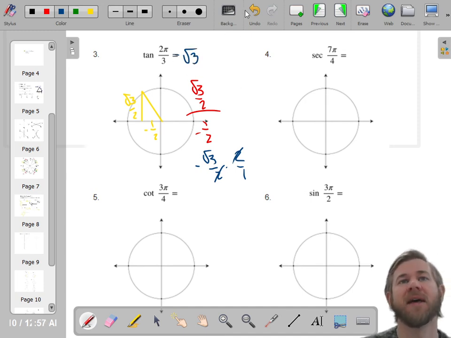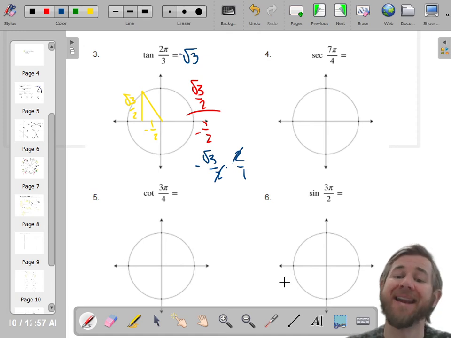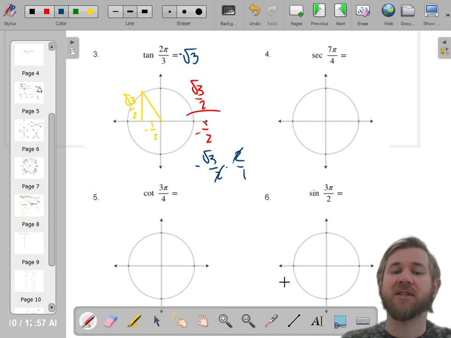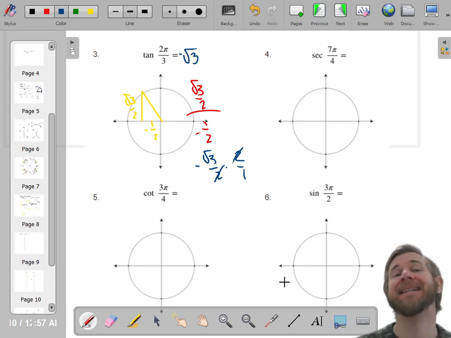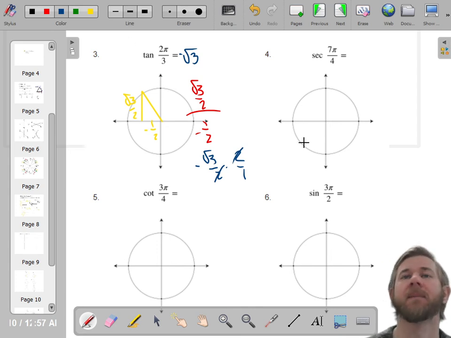And the way to remember that is if you have a 60-degree reference angle, tangent is radical 3. That's the easiest thing to keep track of. If it's a 60-degree reference angle, tangent is radical 3. It's negative because we're in the second quadrant.